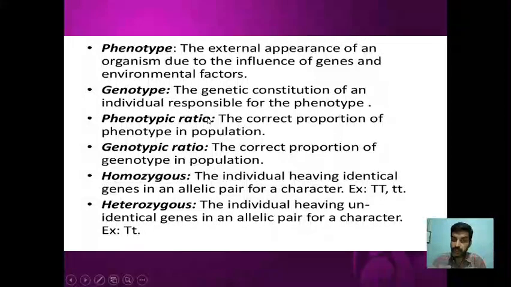Then phenotypic ratio. It is the proportion of the phenotypes in a population. How many tall plants are there, how many dwarf plants are there, in the total number of plants, will be called the phenotypic ratio. Then genotypic ratio. What is the genotypic ratio? Whether homozygous genes are there, not homologous, sorry, homozygous genes, heterozygous genes are there, whether homozygous dominant or homozygous recessive are there. That proportion is called the genotypic ratio.